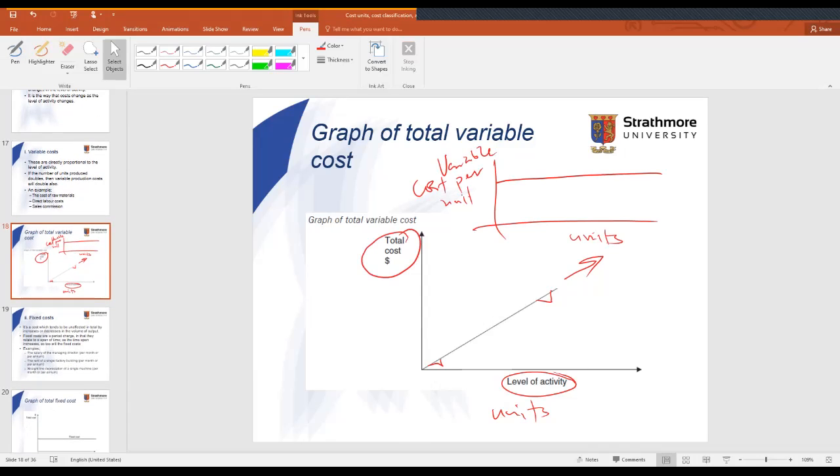What is the independent variable here? Be careful on what is the dependent variable here. Is it total cost or is it the variable cost per unit? Because if it is per unit, then it is fixed. But if it is the total variable cost, then it is going to be increasing in line with the number of units that you are producing.